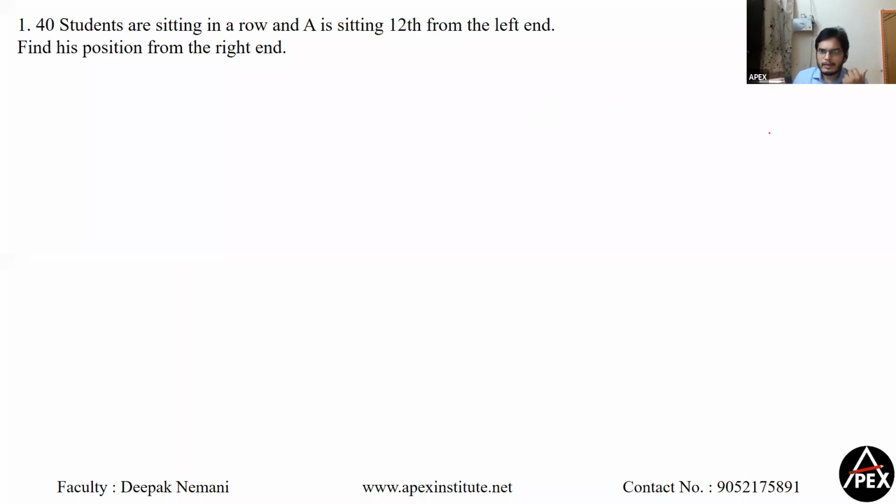So let's see how to solve these type of questions. Now 40 students are sitting in a row. So let us consider this to be a row. So this will be the left end. This will be the right end. So 40 students are sitting in a row. A is 12th from the left end. So I have a question for you guys.